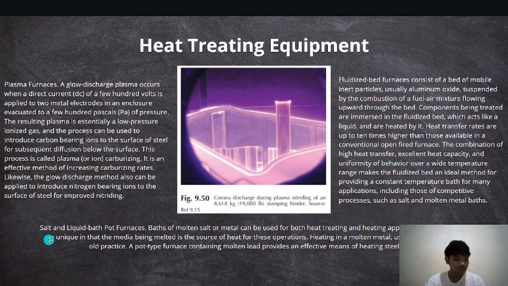And the last, salt and liquid metal bath furnaces. A bed of molten salt or metal can be used for both heat treating and heating applications. Both furnaces are unique in that the media being melted is the source of heat for the operation. Heating in a molten metal is usually an age-old practice. A pot-type furnace containing molten lead provides an effective means of heating steel parts.